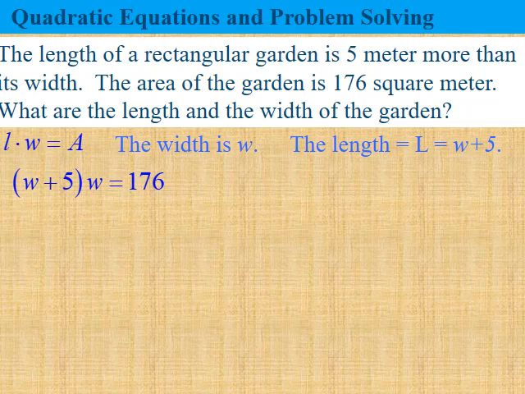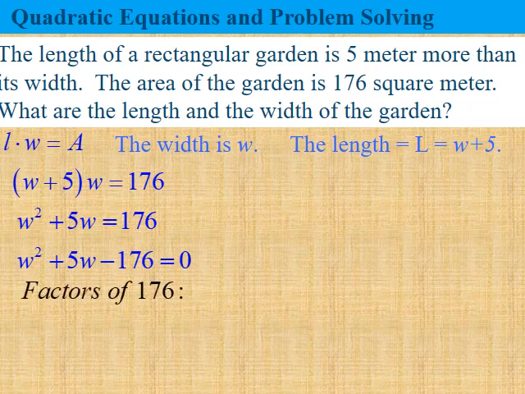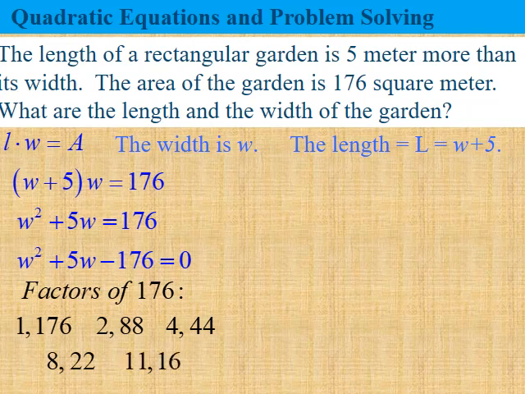Instead of L, we are going to write W plus 5. So we have W plus 5 times W equals 176. That means W squared plus 5W equals 176. Then W squared plus 5W minus 176 equals 0. Try to factorize 176: 1 times 176, or 2 times 88, or 4 times 44. Of course, we need the difference 5. Or 8 times 22. Also 11 times 16. 11 and 16, the difference between them equals 5.